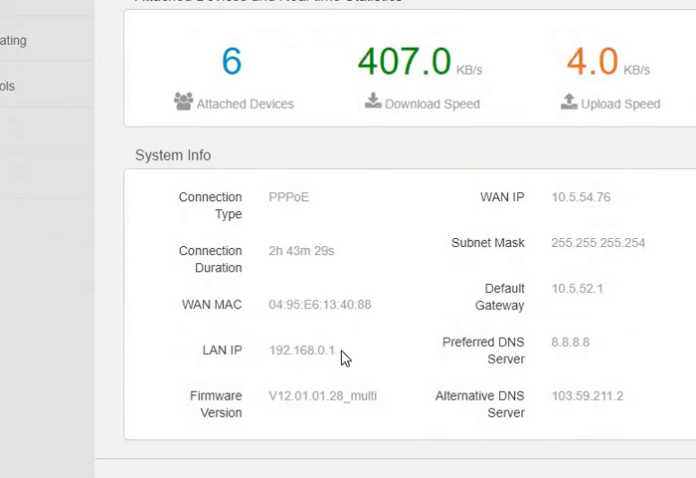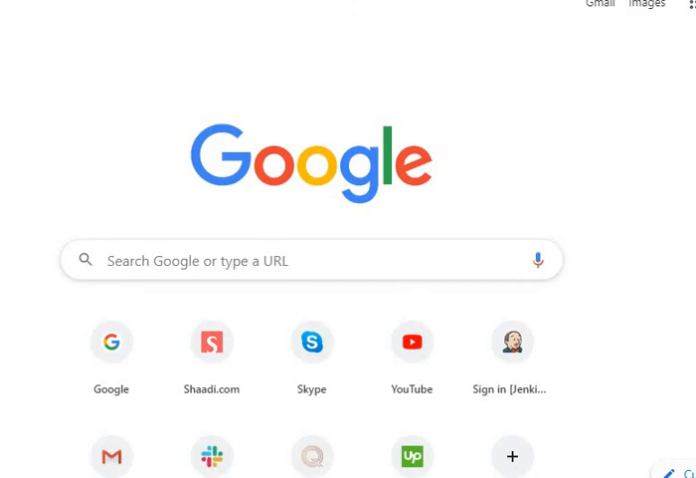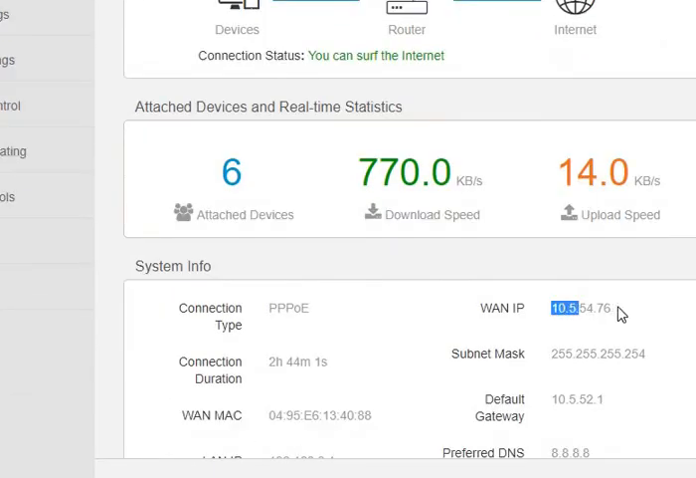192.168.0.1. So anyone who connects to my internet, you can see, these are the systems connected to my system. Let's say when this mobile is connected, it will be given an IP address, let's say 102, then 103, 105, 111, 114. But these IP addresses will not be accessible on Google. Why? Because these are local to my system. The internet knows only this one IP address.